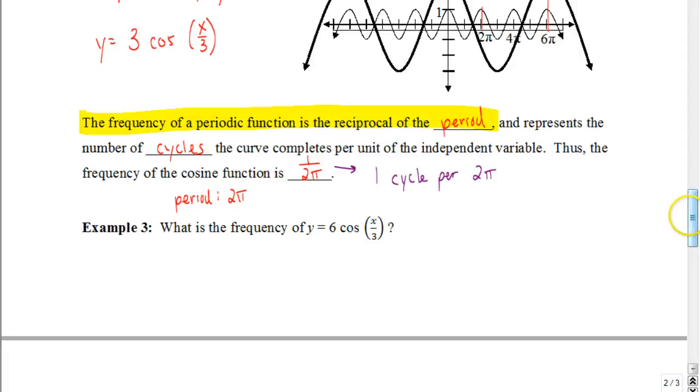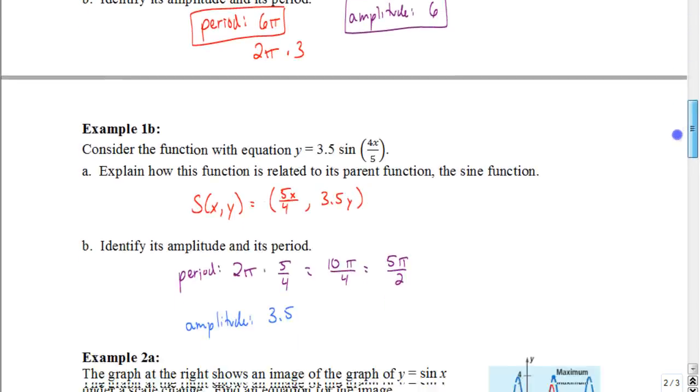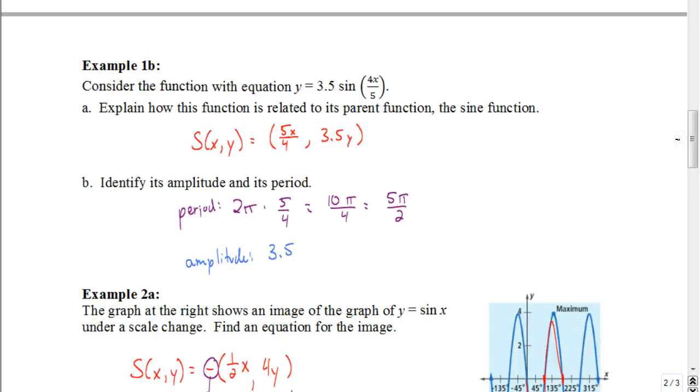There is a question that we looked at earlier. Let's go back to it. 1b, where we had the period of 5 pi over 2. Well, the frequency of that would be the reciprocal, which would be 2 over 5 pi. What does that represent? Well, it's 2 cycles per 5 pi. So every 5 pi, this particular function would repeat itself twice within that 5 pi. So there's 2 cycles for every 5 pi.